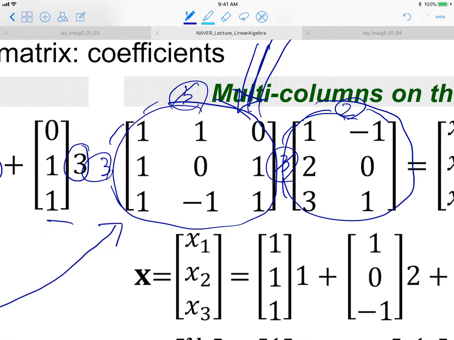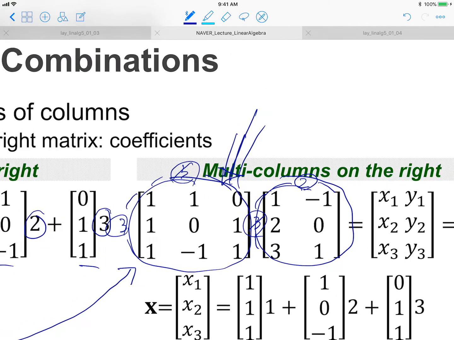And then what would be the typical way of our matrix multiplication? It will be like this guy and this guy, right? And then computing the inner product.